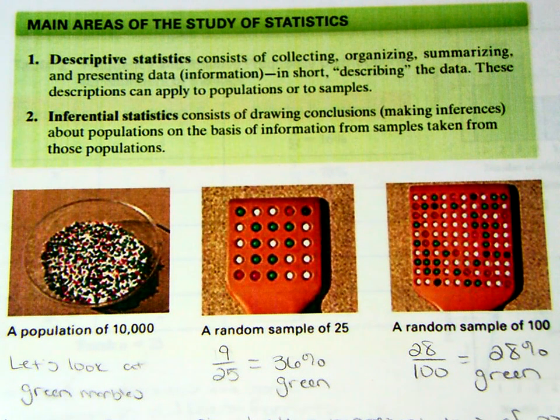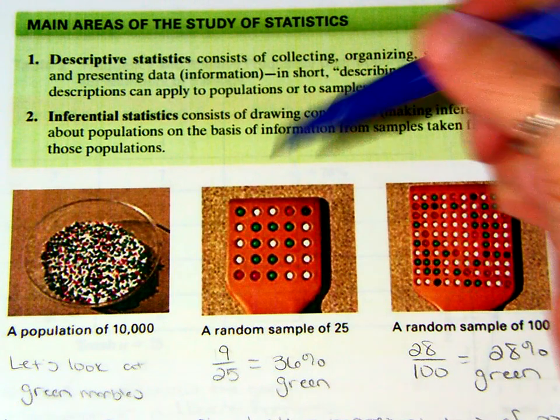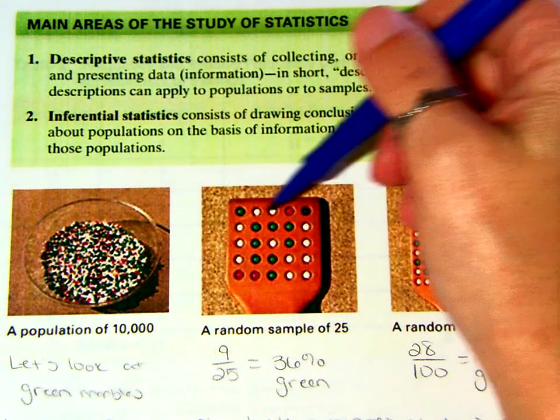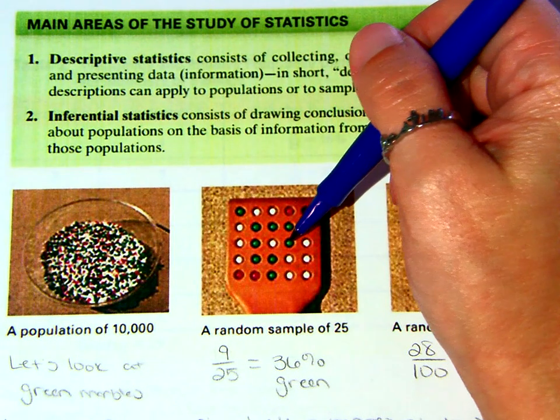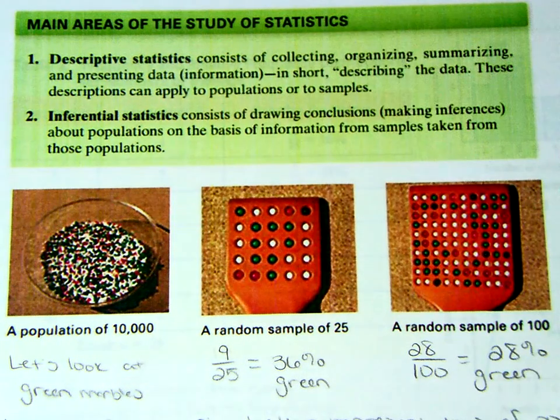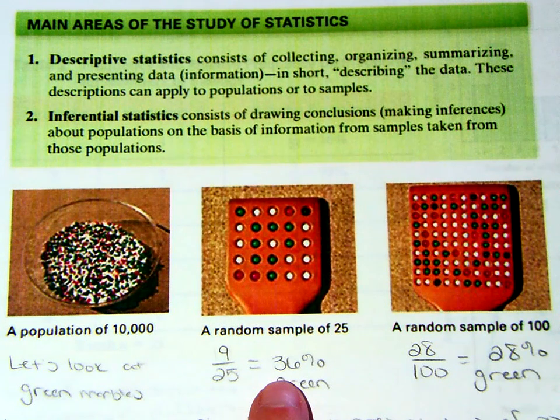So if I look here, though, and I know that there's 25 total in the sample, I can count my green marbles. There's 1, 2, 3, 4, 5, 6, 7, 8, 9. So 9 out of 25 are green. And if you type that into your calculator, that's telling you that 36% of the marbles are green. We can make then a general assumption that if there's 36% green here, maybe there's 36% green there, but that's kind of a stretch because 25 is a pretty small sample size when you think about that we started with 10,000.